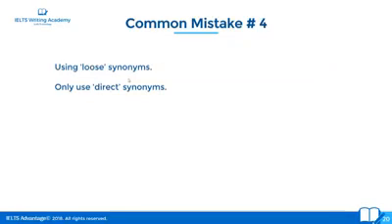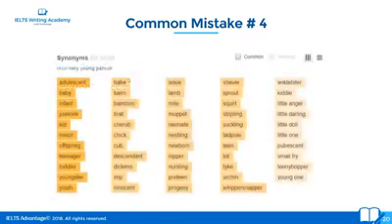Common mistake number 4 is using loose synonyms. Loose synonyms are words that kind of mean the same thing, but don't really mean the same thing. And I'm going to show you this in a second. Only use direct synonyms. Synonyms that actually mean the exact same thing. If you use loose synonyms, you've shown the examiner that you kind of know what you're doing, but you don't really know what you're doing. So let's have a look at this one.